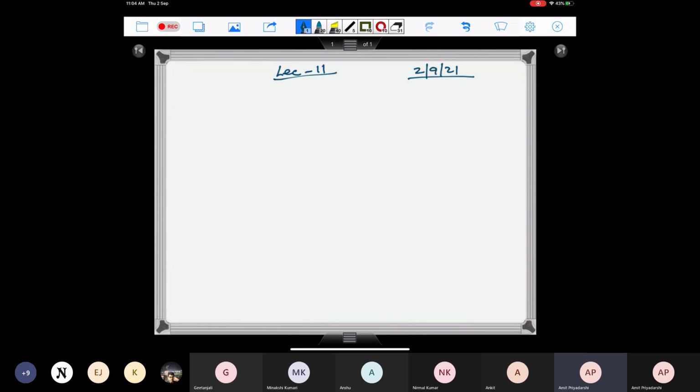Good morning, all. Today we'll start the discussion on Hahn-Banach theorem. So before we do this, we need to recall what is known as Zorn's lemma.